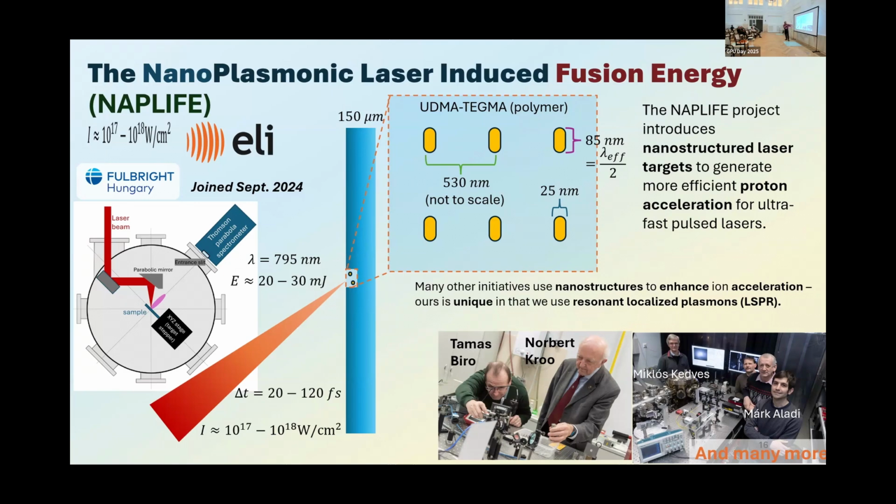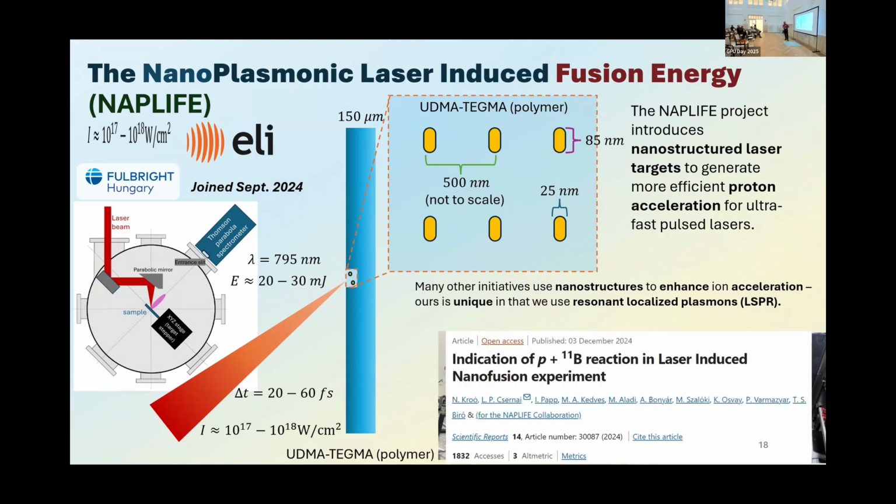So our goal is to introduce nanostructured targets, which include these tiny rods that I was discussing, which resonantly absorb the light, in order to enhance ion acceleration in these laser experiments. And the plasmonic resonance is really the unique part of our group. Lots of other groups use nanostructured targets, but we're the only ones using resonant ones. And there was a recent paper in 2024 about indications of proton-boron reactions in these laser experiments.